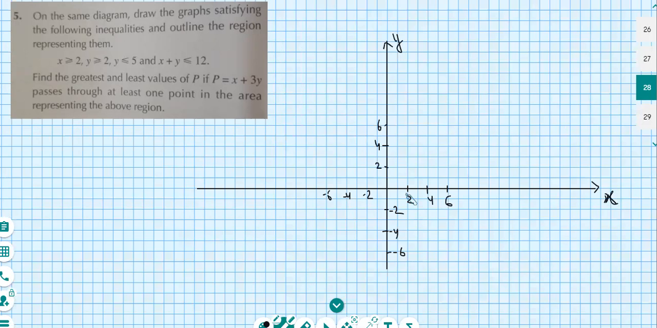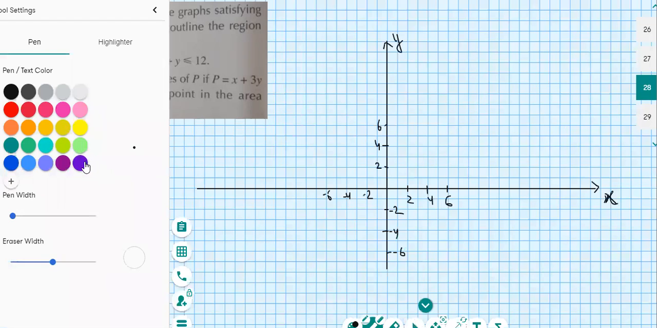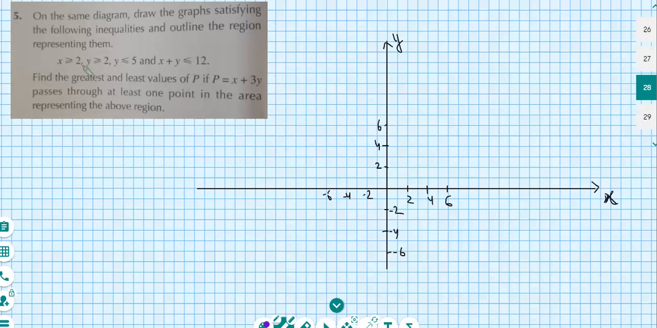So first of all, we will plot the first inequality, which is x is greater than or equal to 2. This one. So basically it's a line x equal to 2. So x equal to 2 is a line that is parallel to the x-axis. So it will be just like this. This is the line which is parallel to the x-axis and passes through 2 on the y-axis. All right. This is actually the inequality x is greater than or equal to 2.